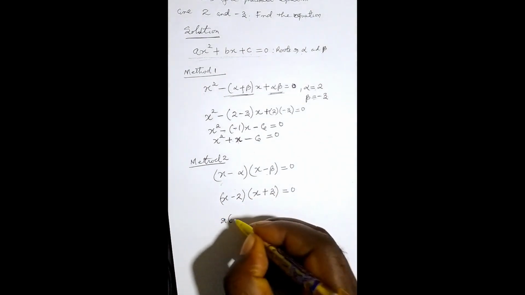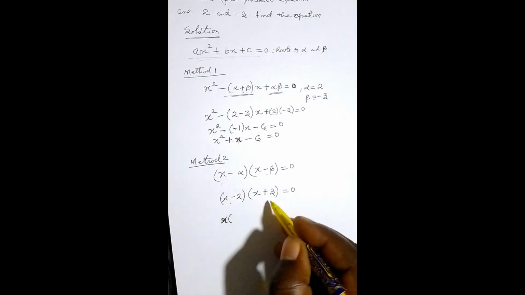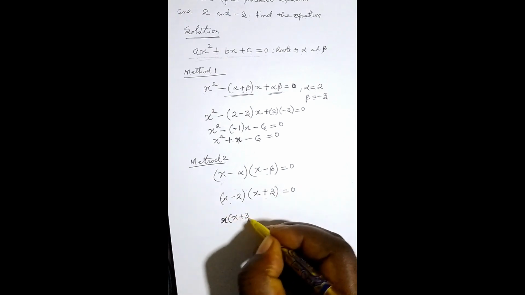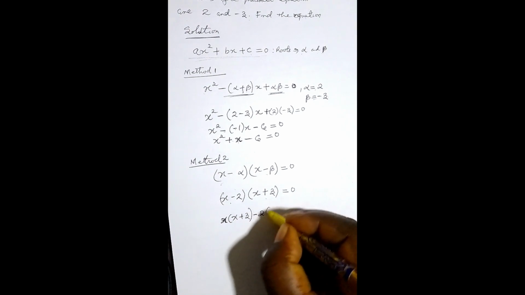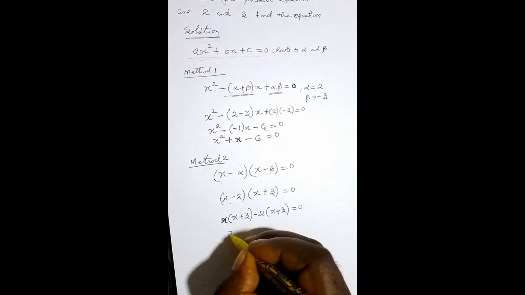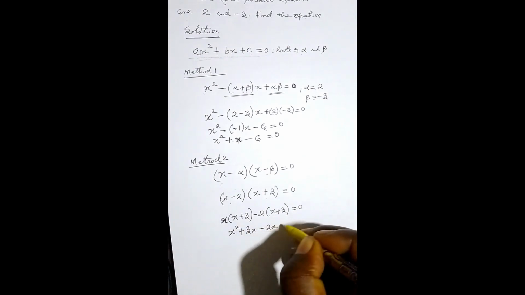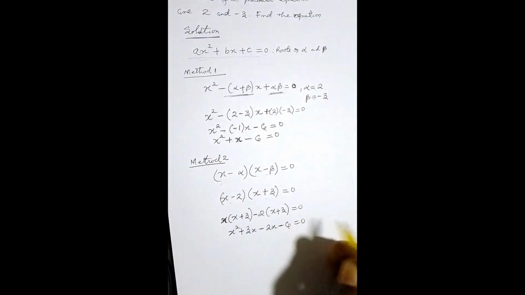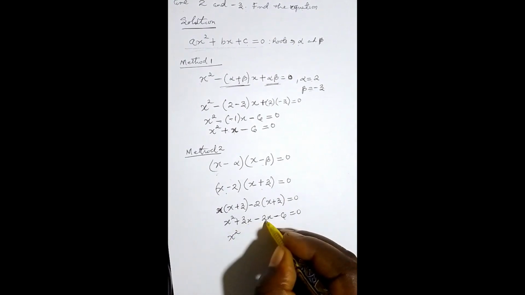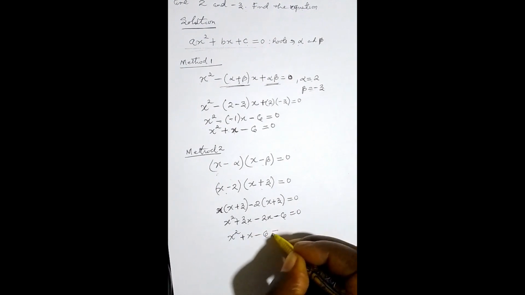To expand the bracket, use what we have in the first bracket to multiply the elements in the second bracket. So we have x times (x plus 3), then of course you have minus 2 multiplied by (x plus 3) equal to 0. So this is x squared plus 3x minus 2x minus 6 equal to 0. And then of course we have x squared, so 3x minus 2x will give us plus x, then of course minus 6 equal to 0.